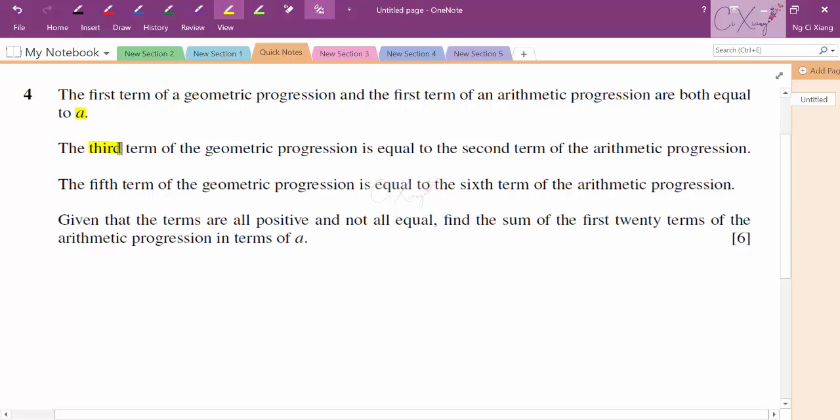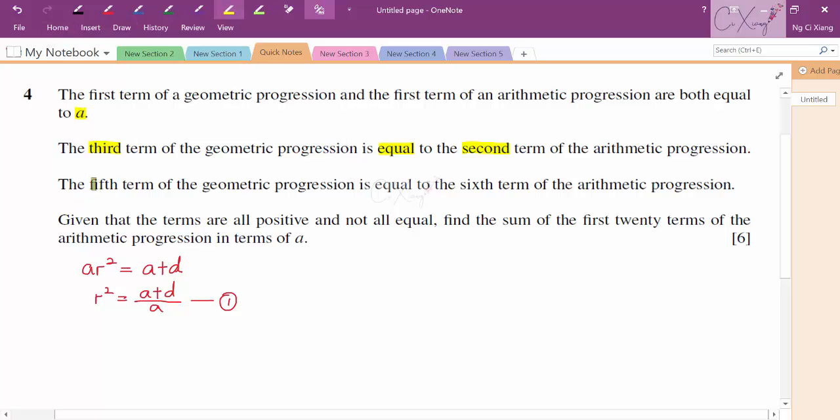We have the third term of the geometric progression equal to the second term of the arithmetic progression. The third term of the geometric progression will be AR squared, and it equals the second term of the arithmetic progression. So I can write the equation AR squared equals the second term, which is A plus 1D. This is the first equation or information that I get from the question itself.